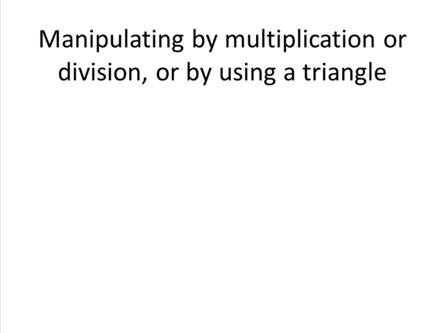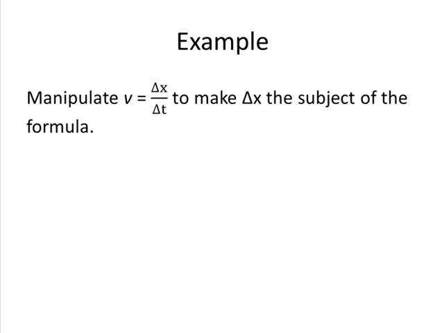Remember that when you're manipulating a formula, what you do to one side, you must do to the other side of the equal sign. You might multiply or divide both sides by a certain variable or number, and another way of doing this is using a triangle. So let's say we need to manipulate V equals delta x divided by delta t. In other words, velocity equals displacement per time. And we want displacement, delta x, to be the subject of the formula. So we multiply both sides by delta t. That gives us V delta t is equal to delta x over delta t multiplied by delta t. That's the same as saying delta t divided by delta t times delta x.